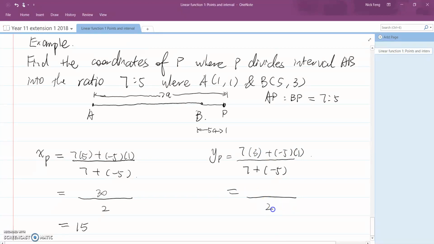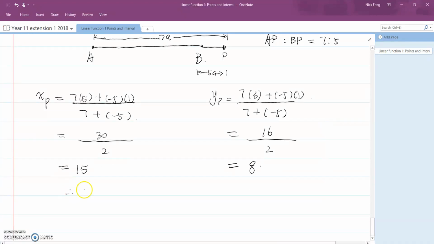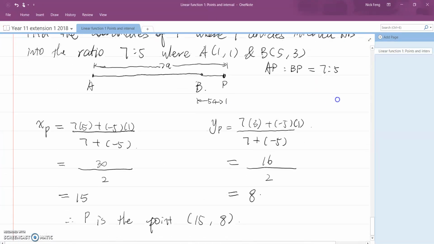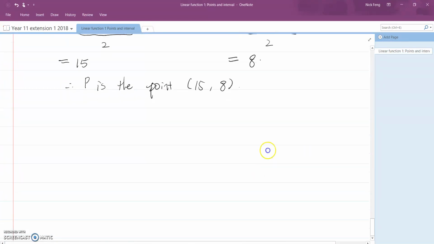21 minus 5 is 16, 8. Therefore, P is the point (15, 8). Okay, now those are the two examples about using the formula of our external division point.